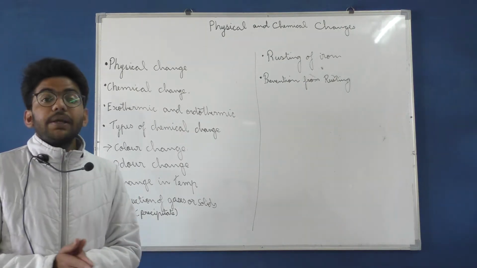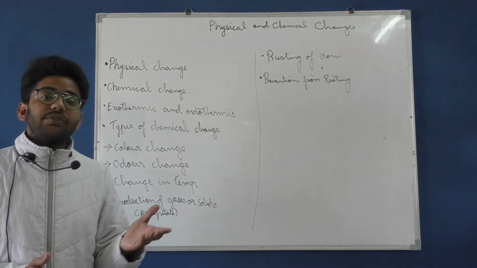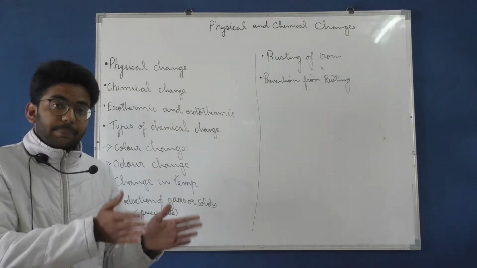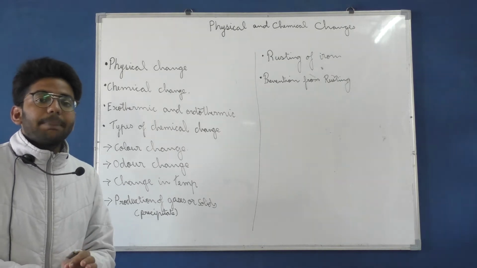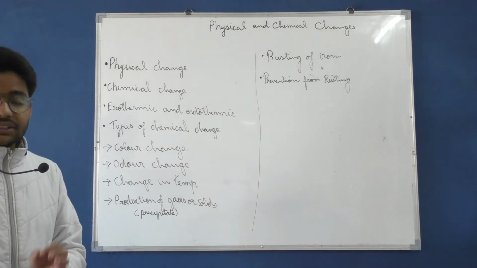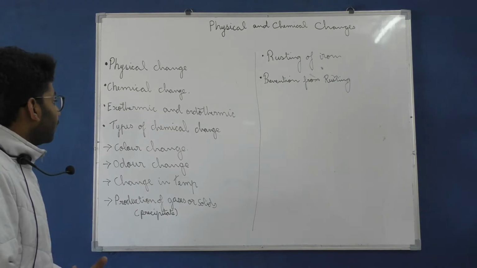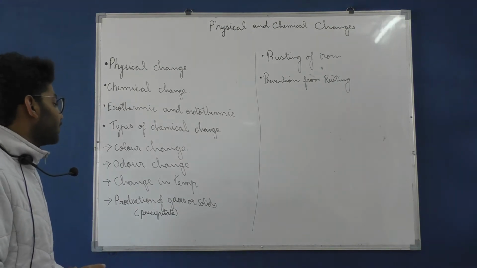Now basically if the temperature of the substance changes, as I have told you, there are two types of changes which happen, exothermic or endothermic. So basically if there is any slight change in temperature, then it is also considered a chemical change.